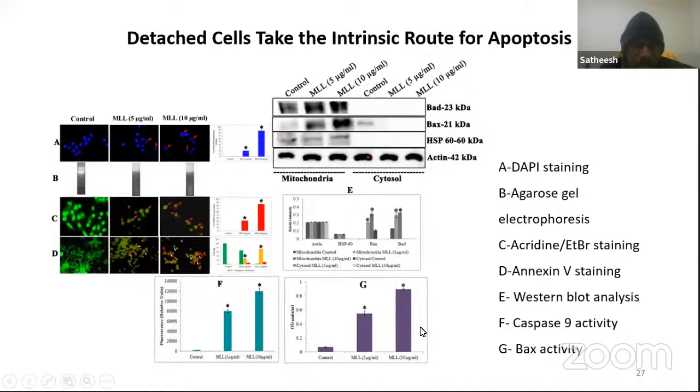We also checked caspase activity. Caspases are the molecules involved in the cleavage of proteins, so they are the molecules actually carrying out the apoptosis. The Bax activity and caspase activity were all upregulated when we treated the cells with mulberry leaf lectin, which shows that the cells are taking an intrinsic route of apoptosis as the effect of MLL treatment.